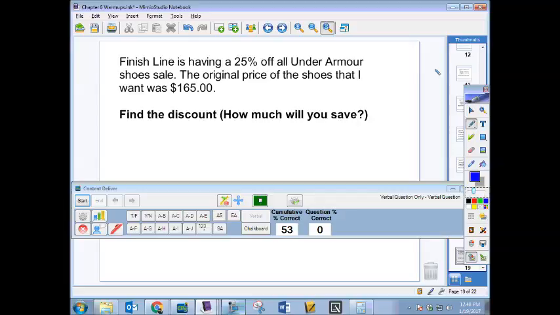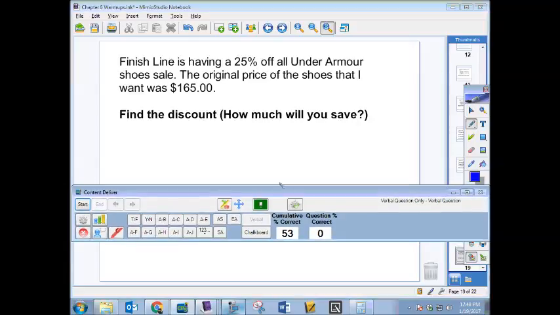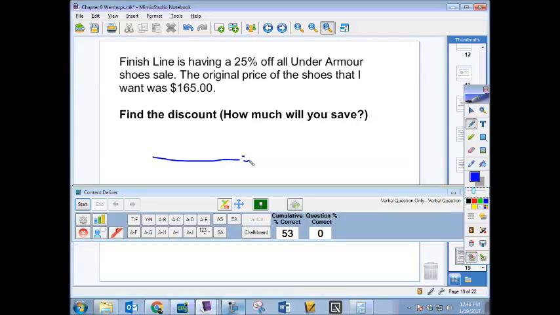It's 25% off. The original shoes that I want is $165, but am I going to have to pay $165? No, because they're discounted. They're off a little bit. You're going to get some money, but you're not going to have to pay that much, I guess what I'm trying to say. So, are we going to have to do a percent proportion?